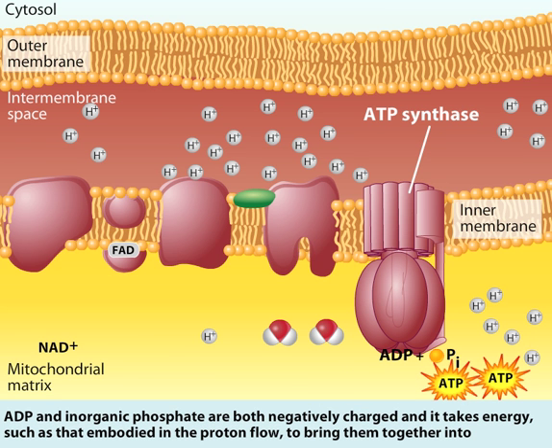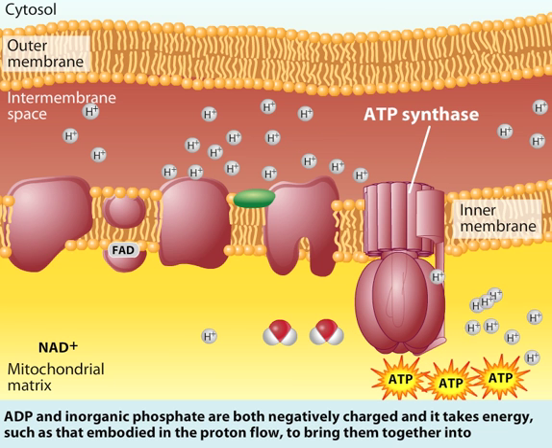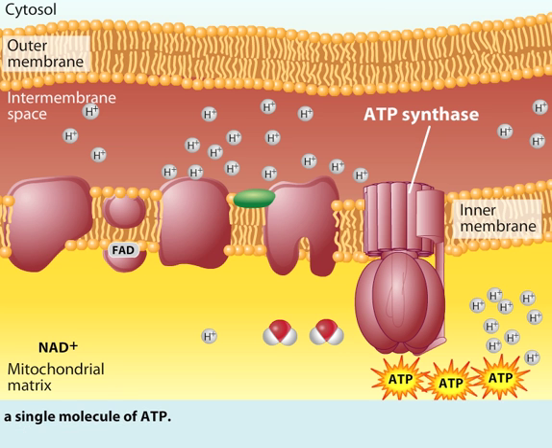ADP and inorganic phosphate are both negatively charged, and it takes energy, such as that embodied in the proton flow, to bring them together into a single molecule of ATP.